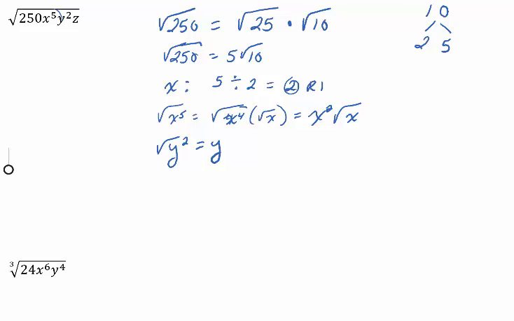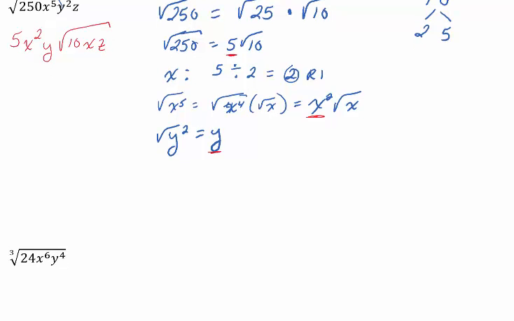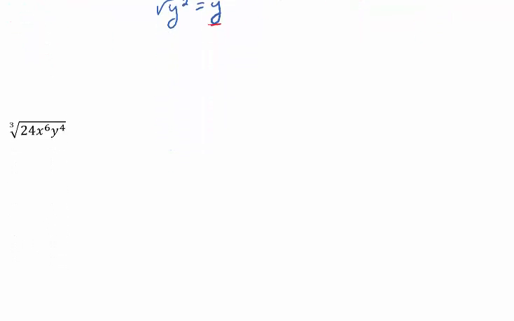So if we look at this, we are going to have 5 x squared and y outside. So 5x squared y times the square root of what's left over, 10xz. Pretty simple. So let's scroll up and look at a cube root.